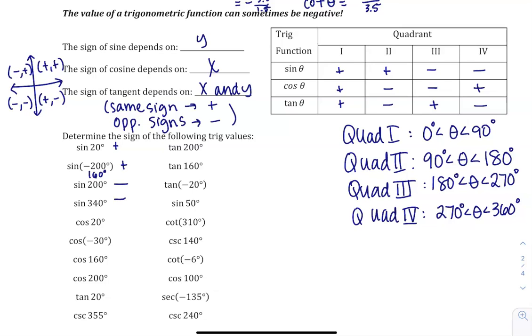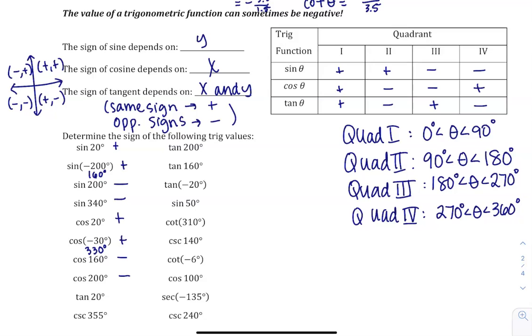Now let's look at some values for cosine. 20 is in the first quadrant, so cosine will be positive. Negative 30, we don't really know where that is, so we need to get that into a value between 0 and 360. So if we add 360, we see that that is coterminal with the angle 330. That's in the fourth quadrant. Cosine is positive there. Cosine 160 is in the second quadrant where cosine is negative. 200 degrees is in the third quadrant where cosine is negative.